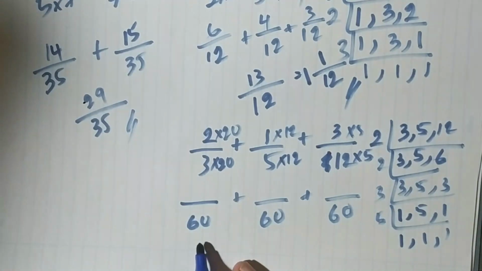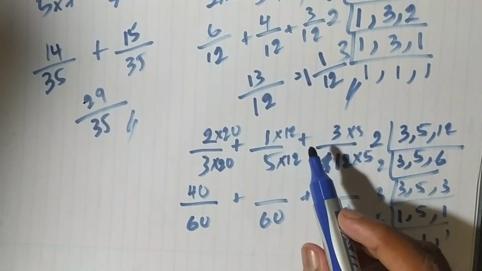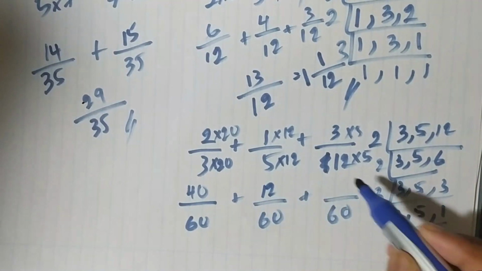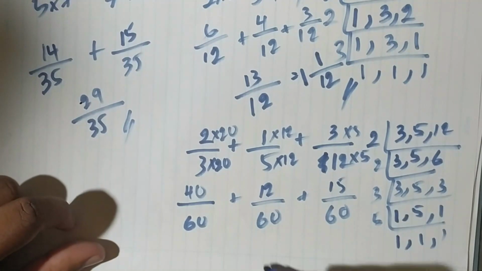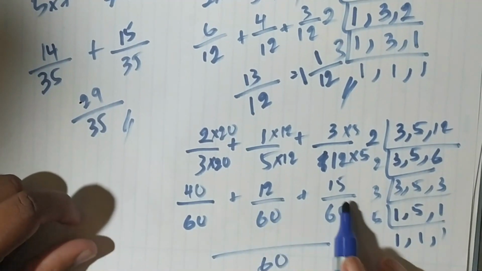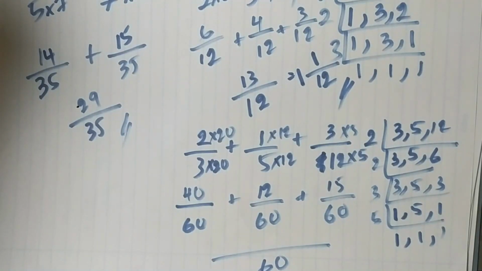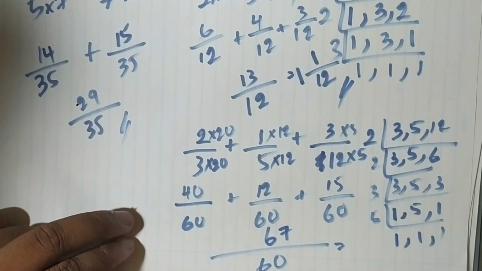So 3 into 20 is 60, 2 into 20 is 40. 5 into 12 is 60, 1 into 12 is 12. 12 into 5 is 60, 3 into 5 is 15. Now denominators are same, just you can add. 40 plus 12 is 52, 52 plus 15 is 67. So your answer is 67 over 60.